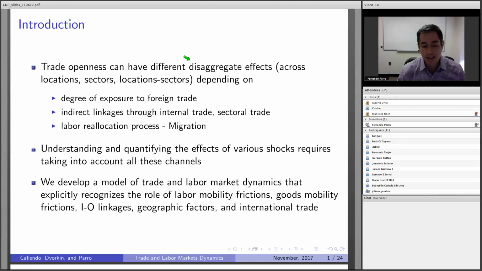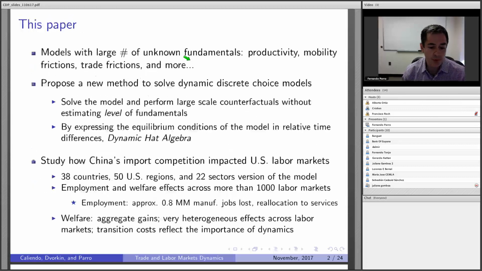And in the first part of the paper, what we do is to develop a model of trade and labor market dynamics that is going to explicitly recognize the role of labor mobility frictions, good mobility frictions, input-output linkages, geographic factors, and international trade in shaping the disaggregate effects of trade shocks. In the second part of the paper, what we do is to show how to take a model like this to the data and how to use the model to perform a counterfactual analysis.